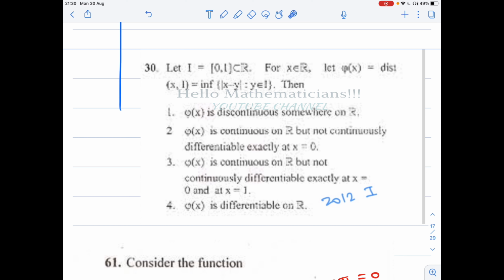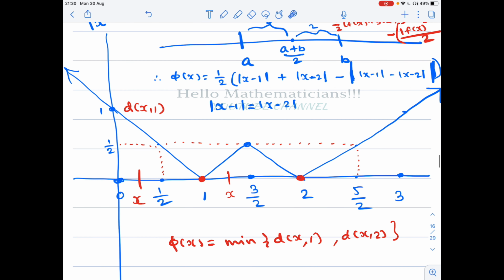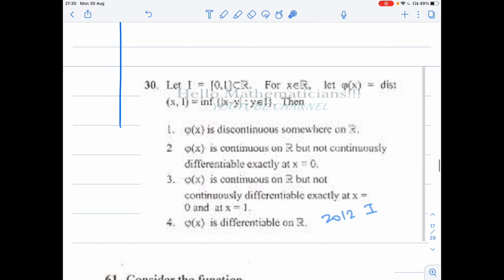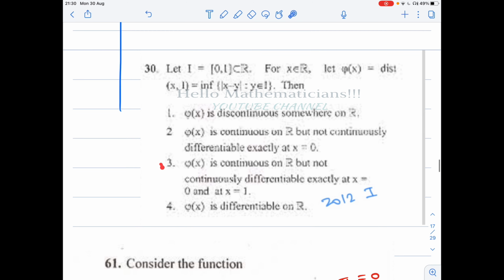Using the same idea, you draw the graph of phi of x, and then you can clearly see the points at which the function is not differentiable. So the answer is option 3: the function is not differentiable at 0 and 1, but that you can check by drawing the diagram. Note that here we take x at various places to draw the diagram. If you draw the diagram of phi of x in a similar way, you will see that option 3 is the right answer.